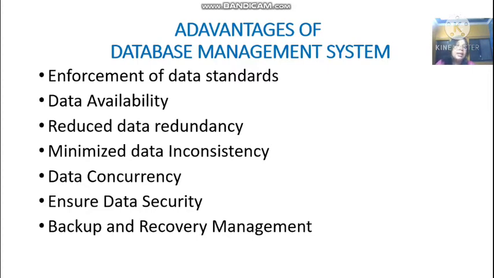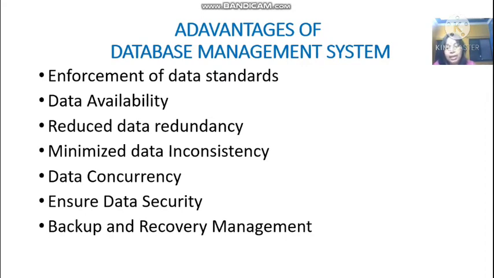Last one is data concurrency. Data concurrency means at the same point of time, 2 to 3 users or more can access the same database without violating any rules. Let me give you an example of railway reservation. Two persons are going to book a ticket for the same place, and there is only a single seat.